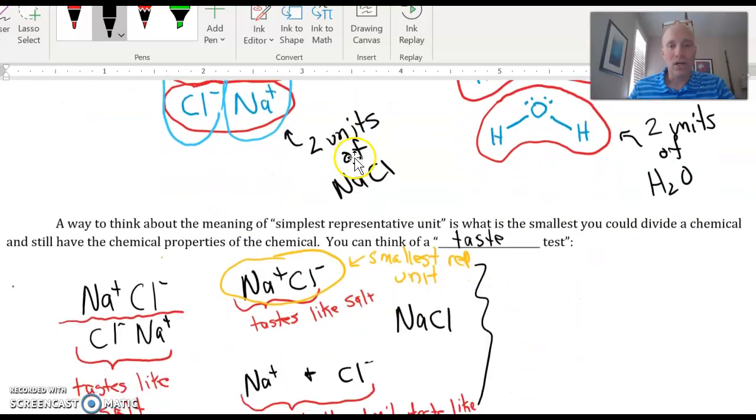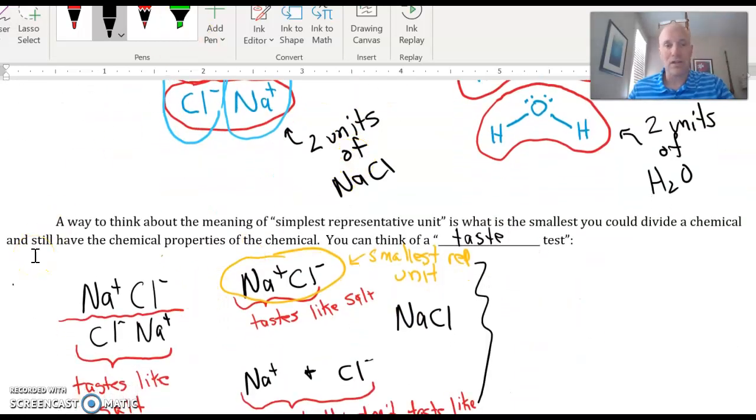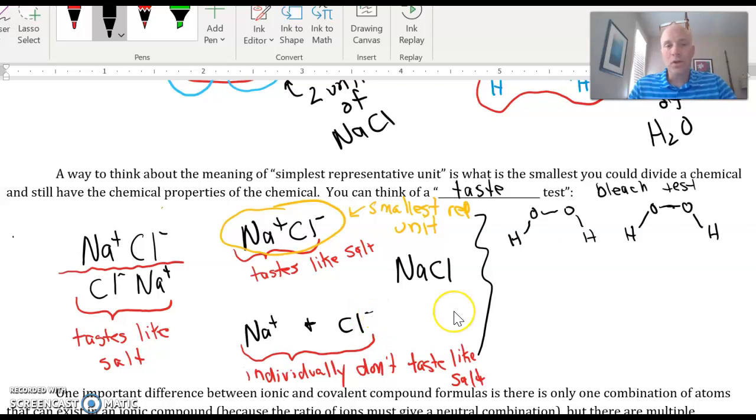So let's apply this to covalent compounds. We're going to go through this same little exercise, and instead of doing it as a taste test, we're actually going to do it as a bleach test. What I've shown you here is some hydrogen peroxide. I haven't mentioned what the formula is, but let's see if we can define the smallest representative unit based on its chemical properties. One of the chemical properties of hydrogen peroxide is that it can bleach hair.